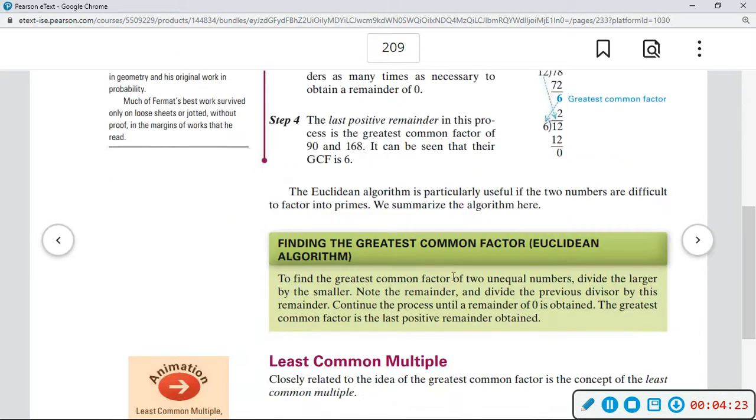Now, this is just a description of that common factor. Divide by the larger, keep going until you get a remainder of 0, the last positive remainder. Okay. Did I go too soon?